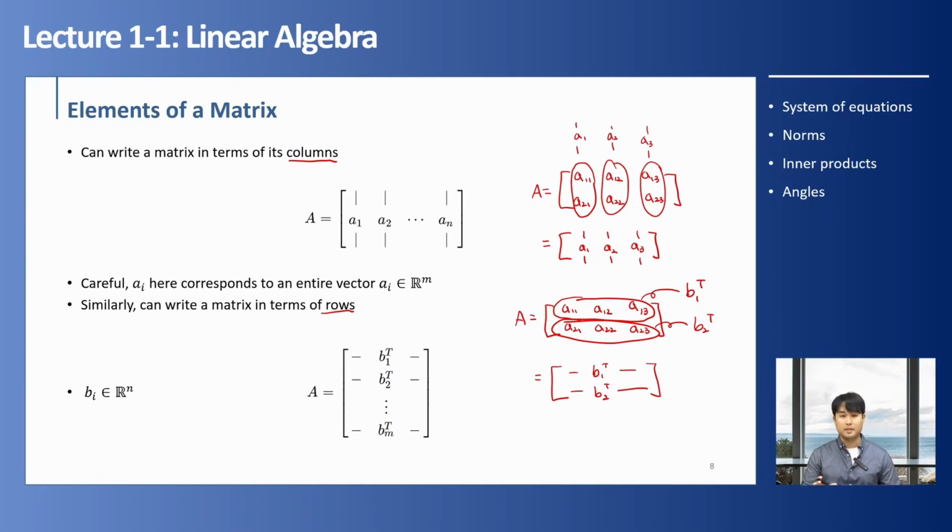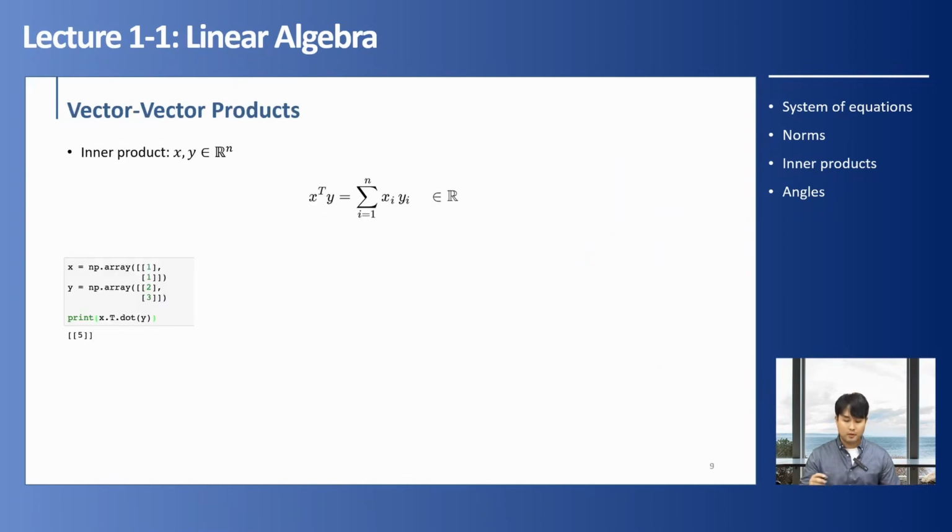But with this in mind, I'll be talking about some operations within the vector space. Although there are different types of products within the vector space, the type of product that I'll be talking about is the inner product. And within a Euclidean space, we can also call this the dot product.